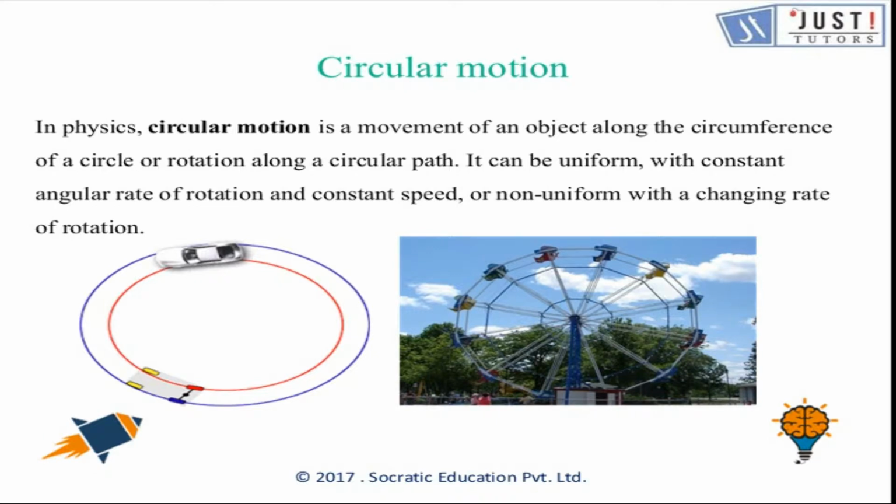Now this can be covered with a constant speed in uniform motion, or when we talk about non-uniform motion, this rate can change as well. Now we can take a look at the two pictures right here. The first one is about a car moving along the circumference of a circle, and the second one is the attachments at the end of the Ferris wheel, which are also performing circular motion.